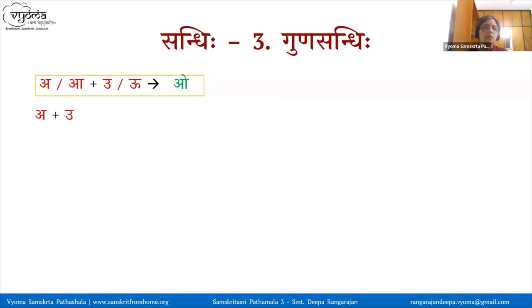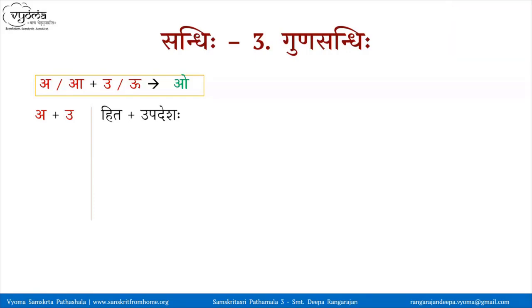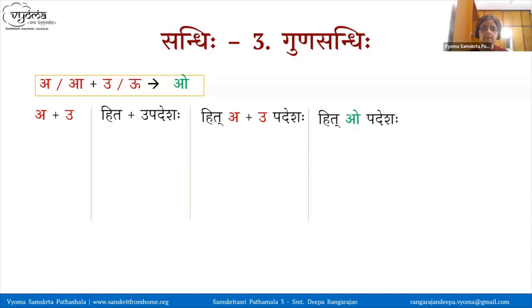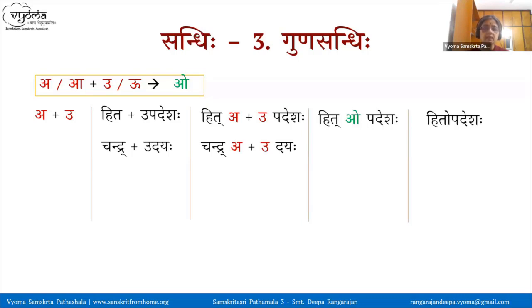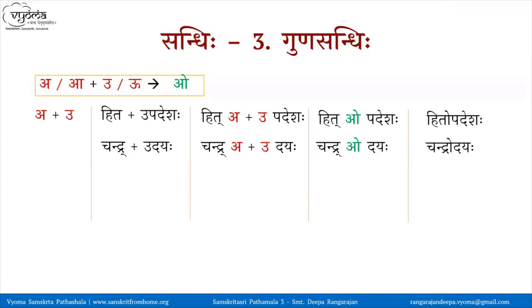Now, Akara or Akara with U or U, giving Okara. Hita plus upadeshaha, hitopadeshaha. Samyak. Chandra plus udayaha, chandrodayaha. Here there is no visarga. Chandra udayaha, chandrodayaha.